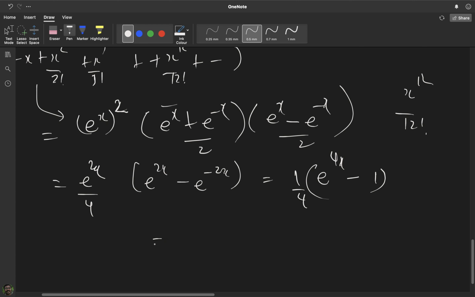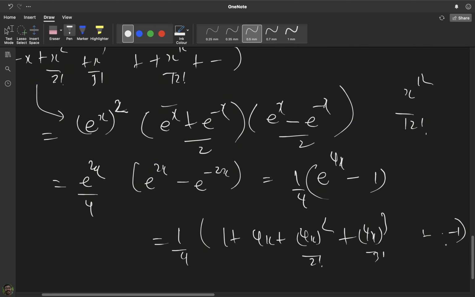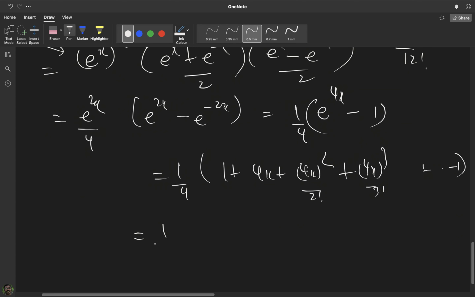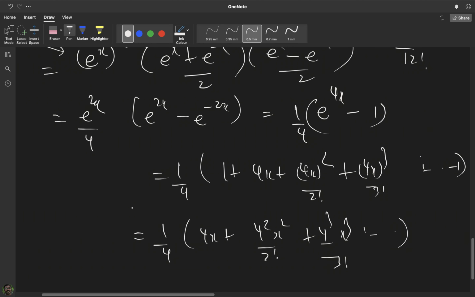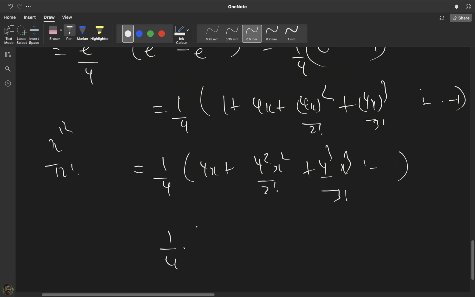So what is this? Actually this is 1 by 4 into 1 plus 4x plus 4x the whole square by 2 factorial plus 4x the whole cube by 3 factorial etc. minus 1. So this is actually 1 by 4 into 4x plus 4 square x square by 2 factorial plus 4 cube x cube by 3 factorial etc. So what is the coefficient of x raised to 12 by 12 factorial? It is nothing but 1 by 4 into 4 raised to 12 by 12 factorial. That is nothing but 4 raised to 13 by 12 factorial. If you want, you can simplify it again, but I will stop it here.